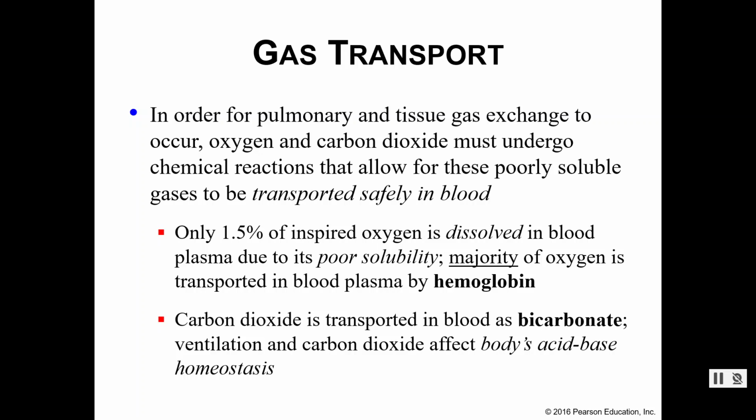Only 1.5% of the oxygen that we have breathed in is dissolved in the blood plasma because oxygen does not have a high solubility within water, in the plasma itself. It's poorly soluble. So instead, the majority of your oxygen is actually transported by hemoglobin within your red blood cells, which you actually knew that already, right? Like you knew that, but now you know why. Okay, so oxygen is poorly soluble, so it's not going to go through the plasma. Instead, it hitches a ride on hemoglobin molecules on red blood cells themselves.